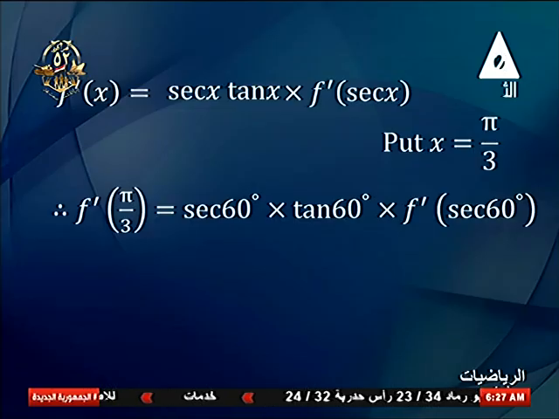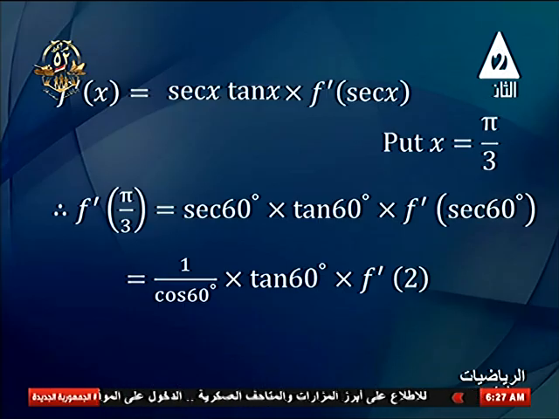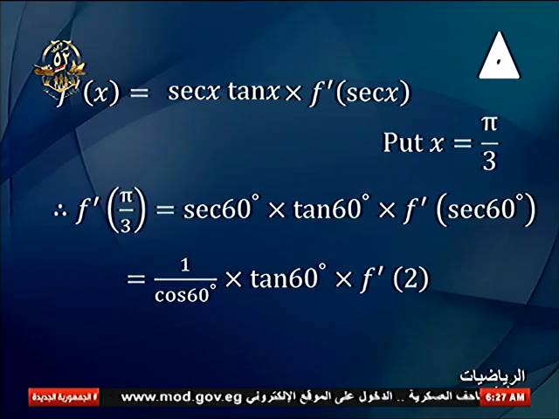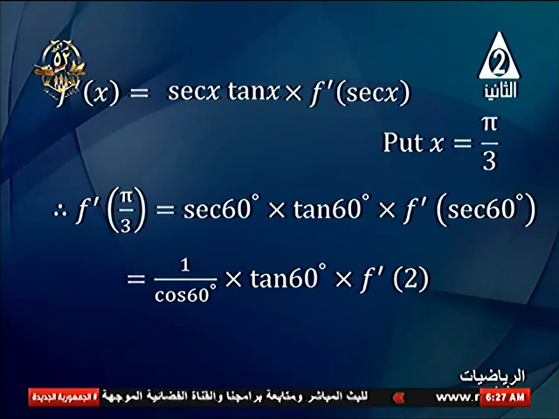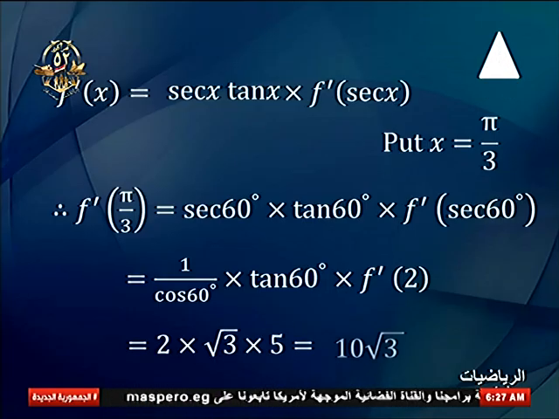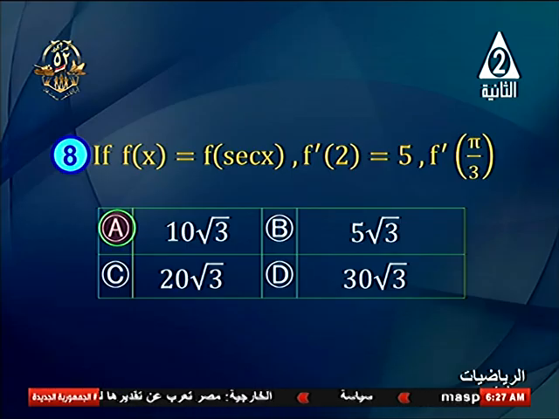By using a calculator, or manually, sec 60 equals 1 over cosine 60, and cosine 60 equals 1 over 2. 1 over 1 over 2 equals 2. Multiply tan 60, which equals root 3. Multiply f dash of 2. By substitution, the answer is 10 root 3. Then we deduce that the correct answer, 5 times 2 times root 3, equals 10 root 3.